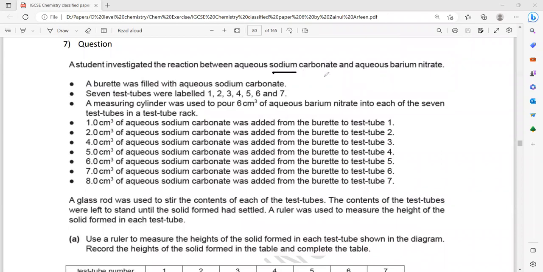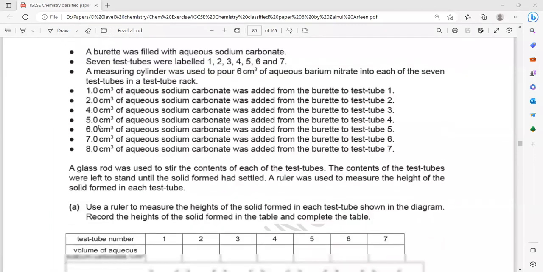So what we have is sodium carbonate and barium nitrate. As a result, what will happen? It will be barium carbonate and sodium nitrate. Sodium nitrate is soluble and barium carbonate is insoluble. So barium carbonate will result in the formation of a precipitate. We add different amounts of sodium carbonate in different test tubes.